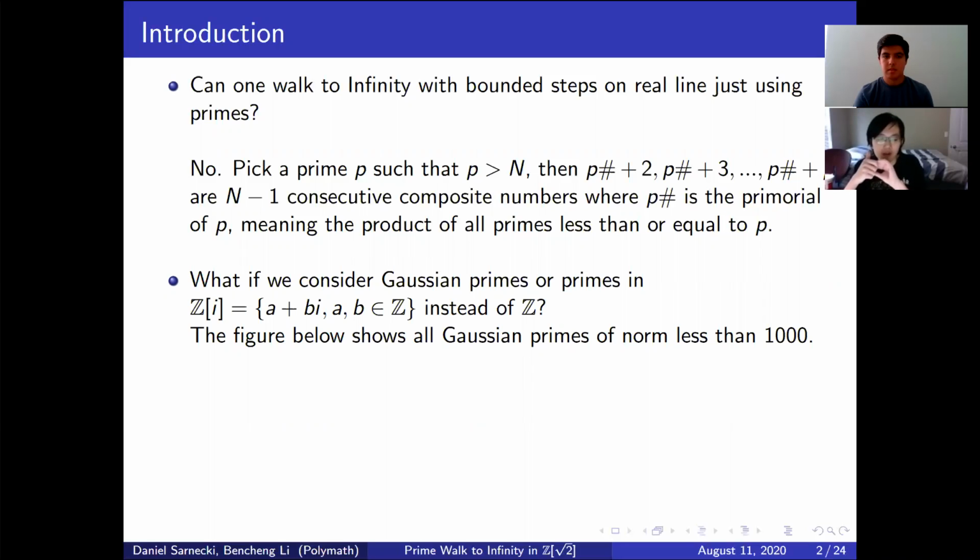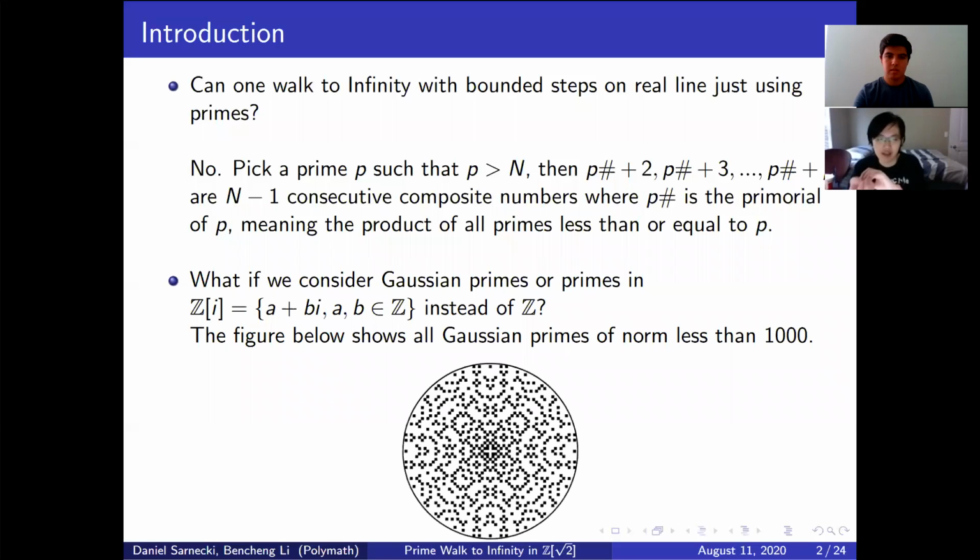So now what if we consider Gaussian primes instead of just the integer ring? What if we consider a prime walk using primes in Z[i]? Z[i] is the set of elements of the form a plus bi, where a and b are both integers. The figure below shows all the Gaussian primes of norm less than 1000.